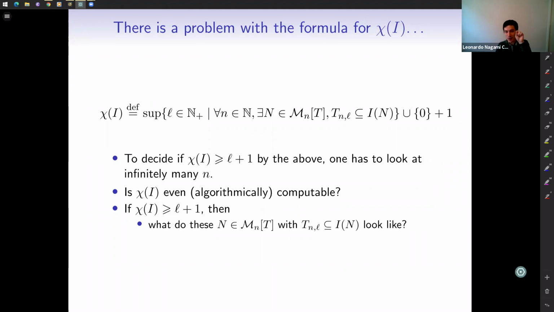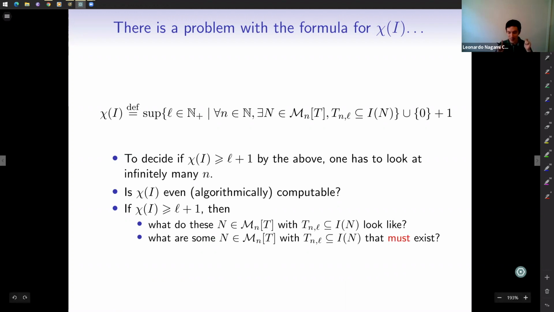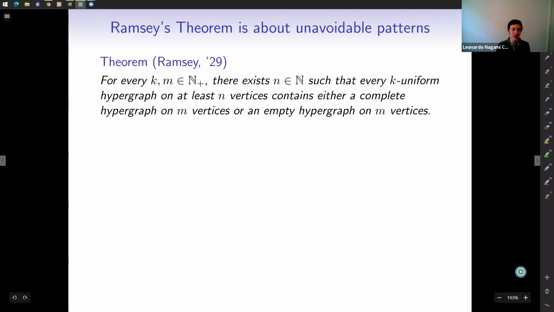So instead, let's rephrase this question slightly, which will make it possible to be analyzed. Let's ask this instead. If I know that the chromatic number is at least L plus 1, what are some n that must exist? I'm not going to characterize all the models that contain the Turán graphs, but I'm going to say, at least if I know that at least one contains, this guy must appear. So I'm essentially talking about unavoidable small combinatorial objects. And this is very well studied in combinatorics, namely the classic Ramsey's theorem says something about this.